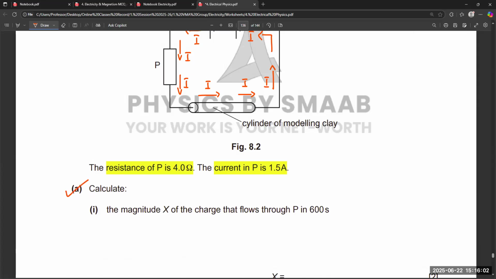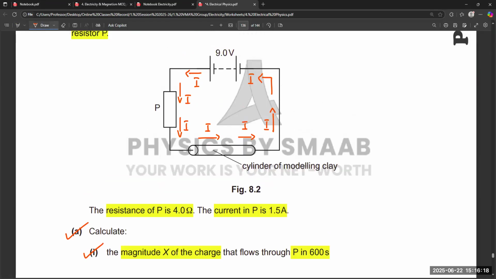Now the first part is to calculate the magnitude of the charge that flows through P in 600 seconds. So first of all, we have to calculate the charge in 600 seconds. So which formula helps to calculate the charge?